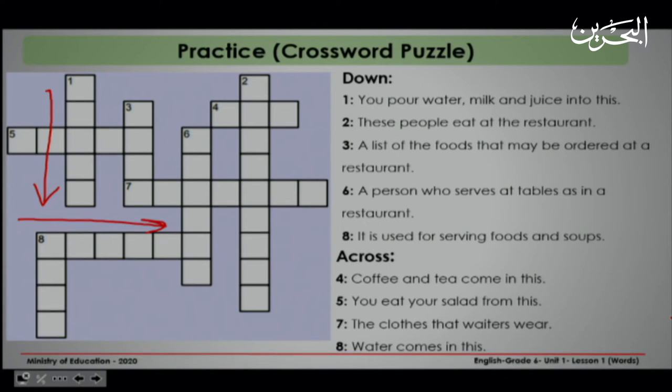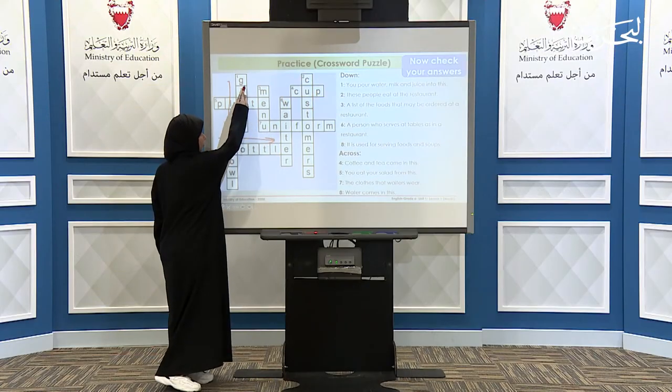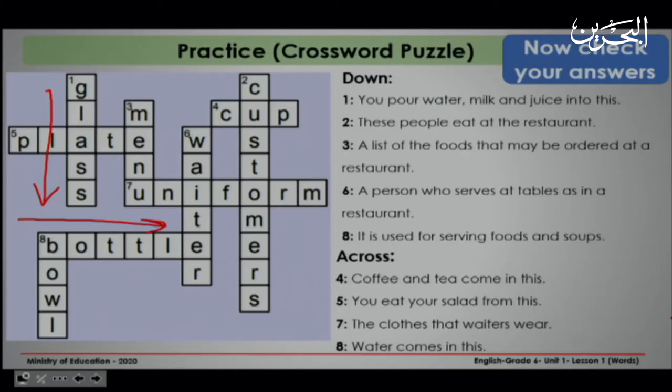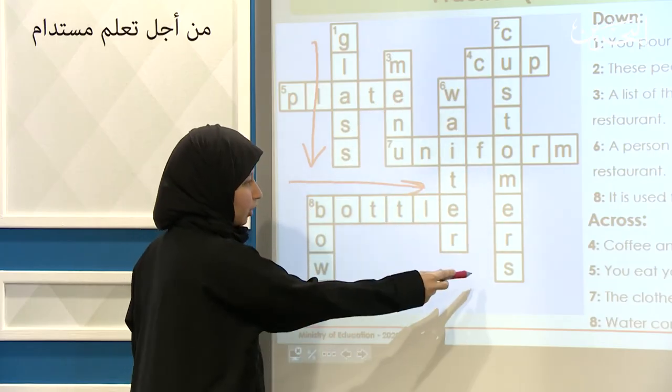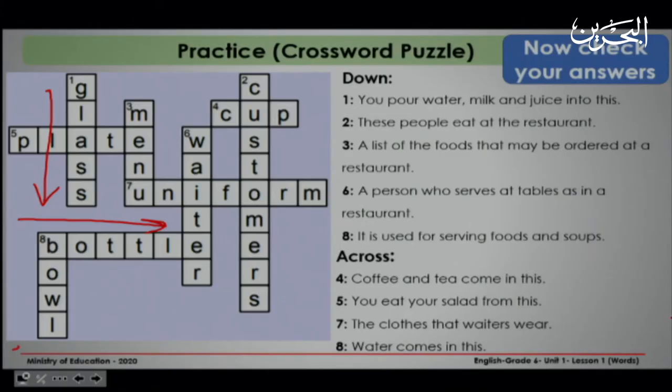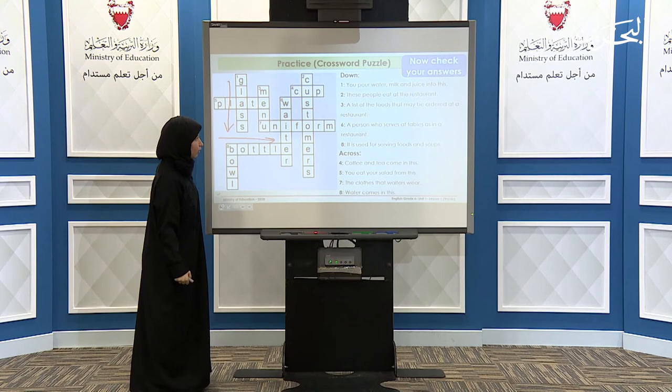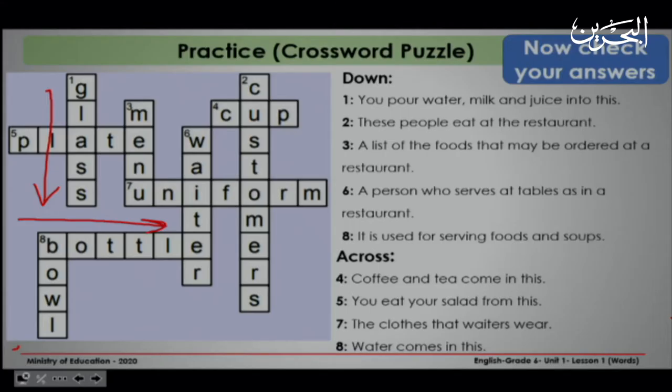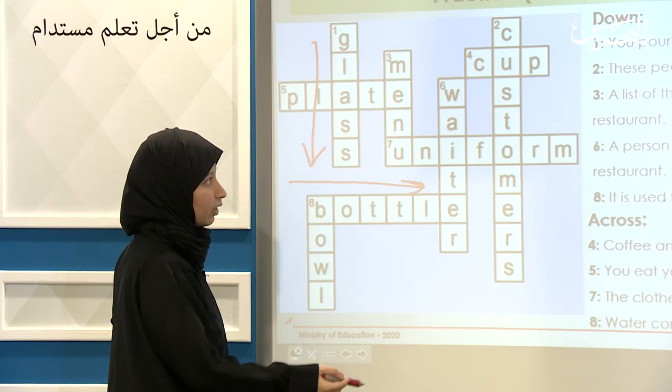Now, let's check our answers. 1. You pour water, milk, and juice into this. It is a glass. 2. These people eat at a restaurant. They are customers because we have got people more than 2. 3. A list of food that you may order at the restaurant. It is a menu. 6. A person who serves at tables in a restaurant is a waiter.